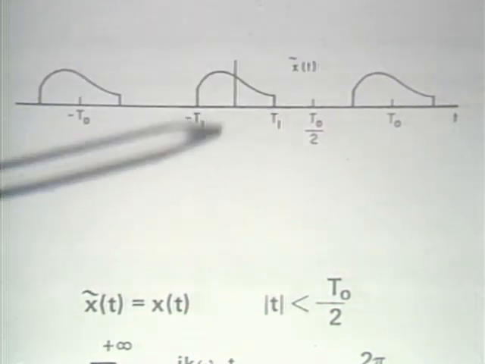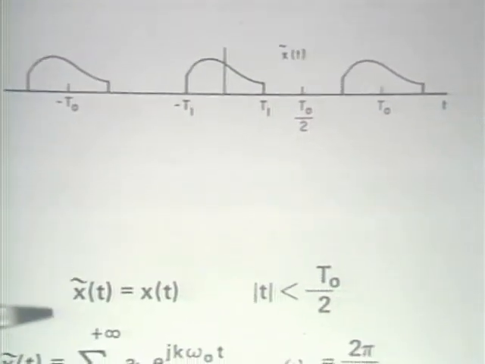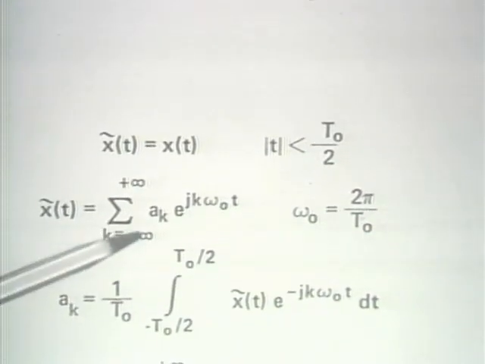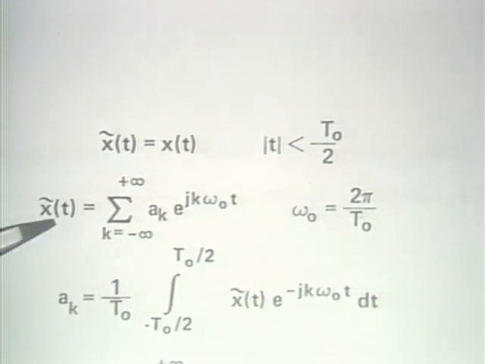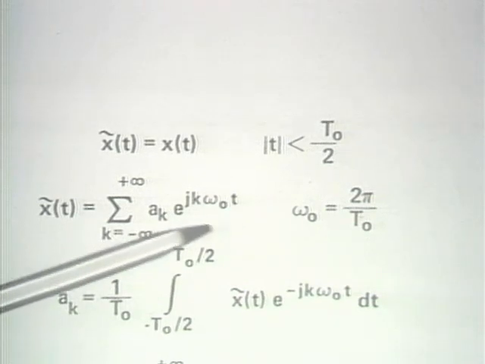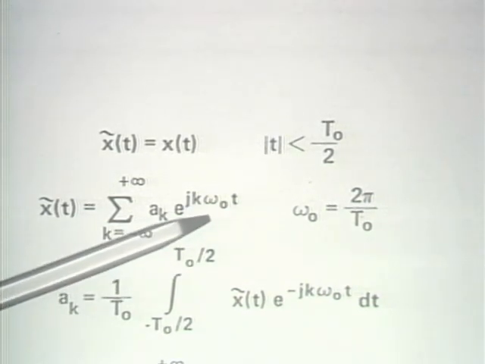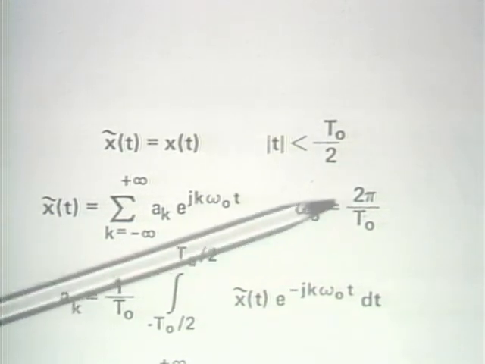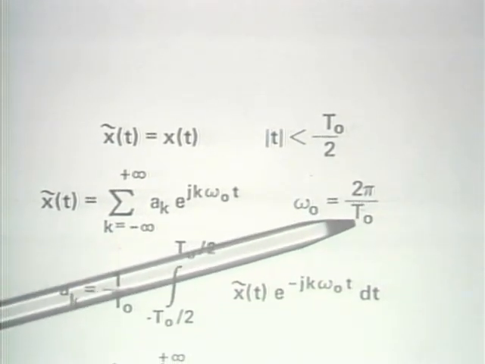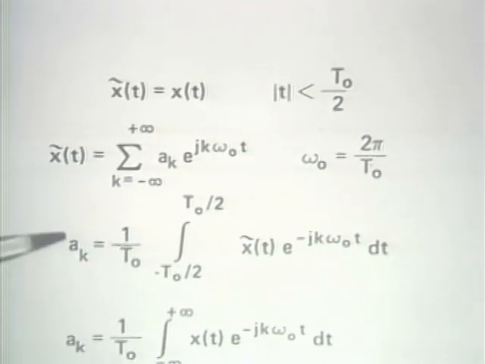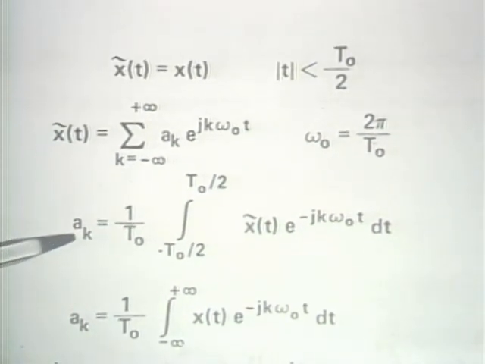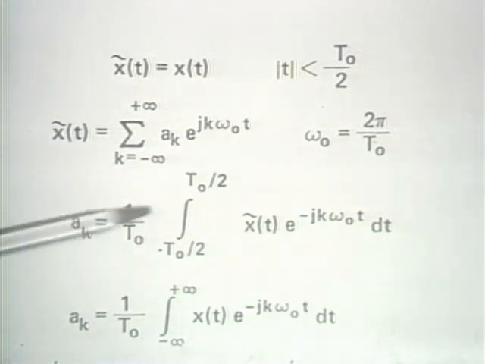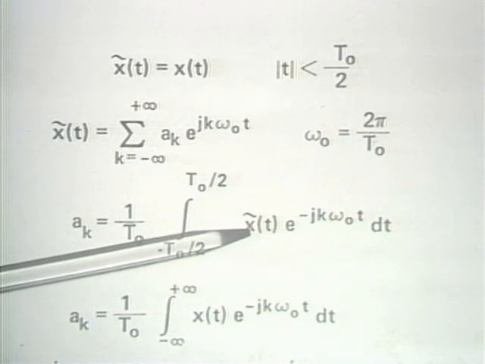Well, let's see. The Fourier series synthesis expression for the periodic signal expresses x tilde of t, the periodic signal, as a linear combination of harmonically related complex exponentials with the fundamental frequency omega zero equal to 2 pi divided by the period. And the analysis equation tells us what the relationship is for the coefficients in terms of the periodic signal.